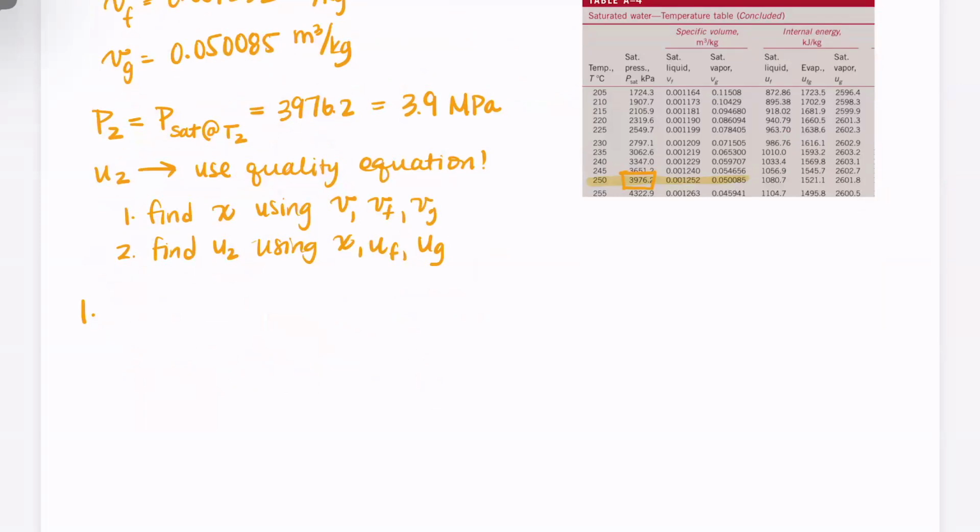So our equation is that V2 is equal to (1 minus X) VF plus X times VG. I have VF from the table right there, and I also have VG from the table right there. And V2 is also given to us because it stays the same as V1, right? So we want to just solve for X.